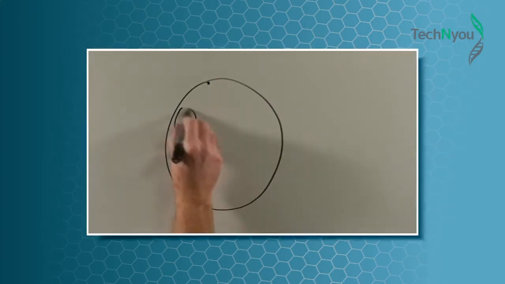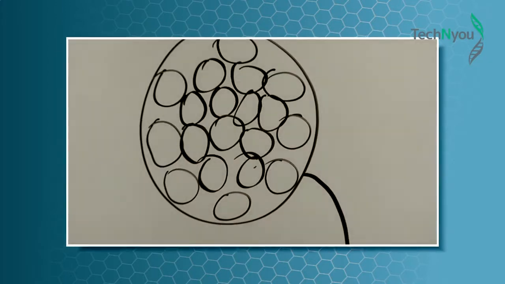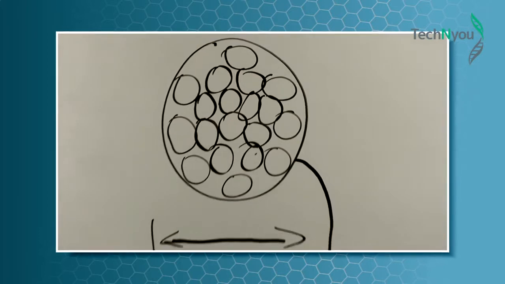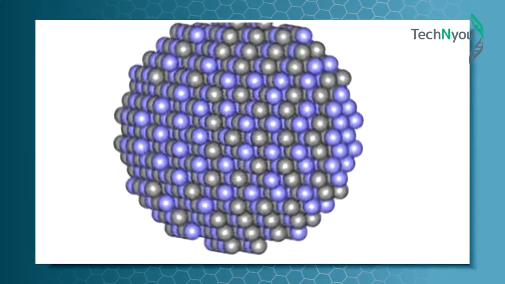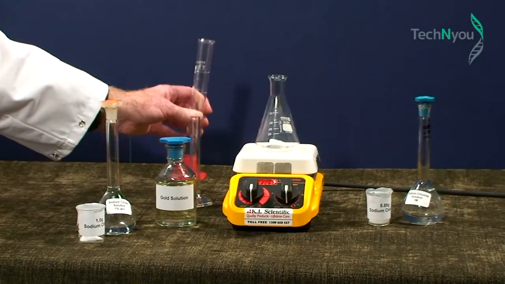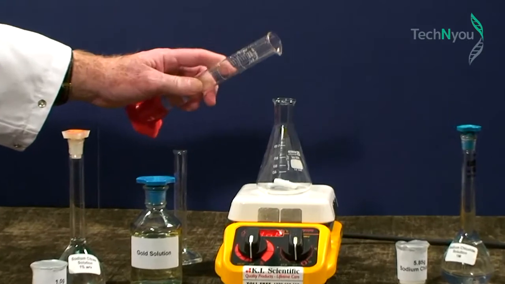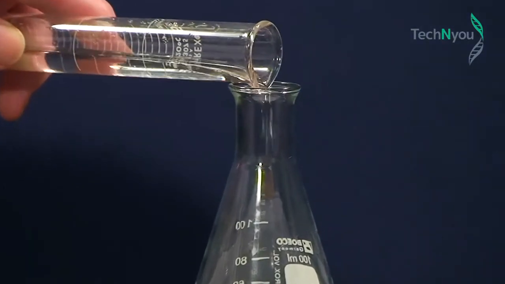A nanoparticle has a diameter of 10 to 100 nanometers and is made up of a cluster of atoms. Now let's make some nanoparticles. We'll start by adding 20 ml of the gold solution to the conical flask.